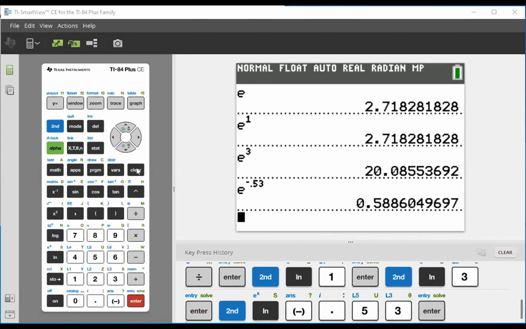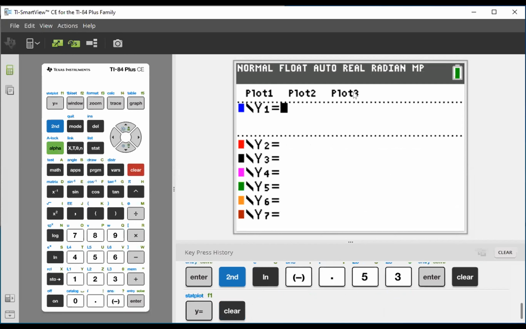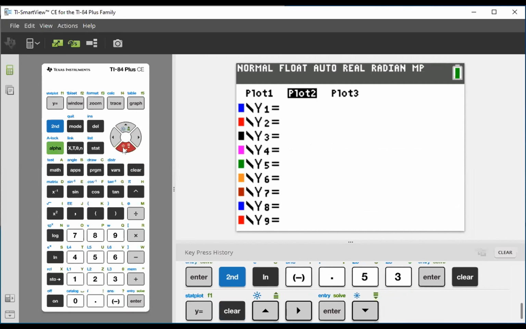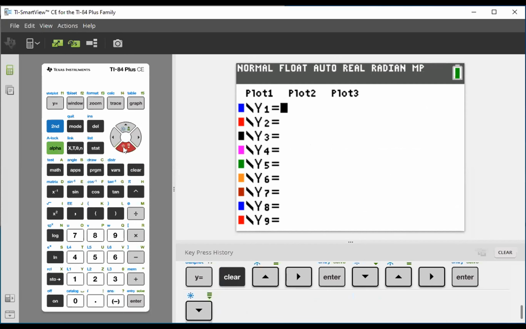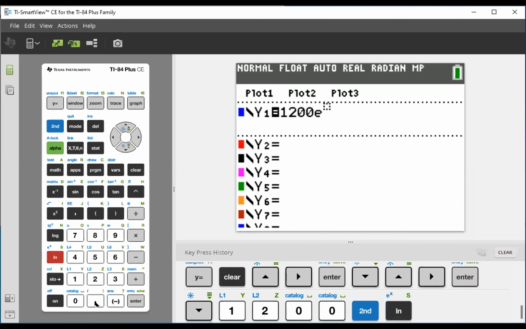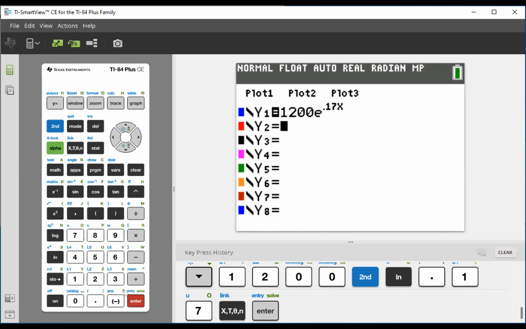Okay, so now let us go to y1. Make sure that plot 1, 2, and 3 is not highlighted. What does this mean? If you see a box like this, you go arrow up and clear the box by pressing enter. So you should have plot 1, 2, and 3 like this. And then I'm going to input 1200, second ln, e to the power of 0.17x, and then press enter. The second one is 3443.